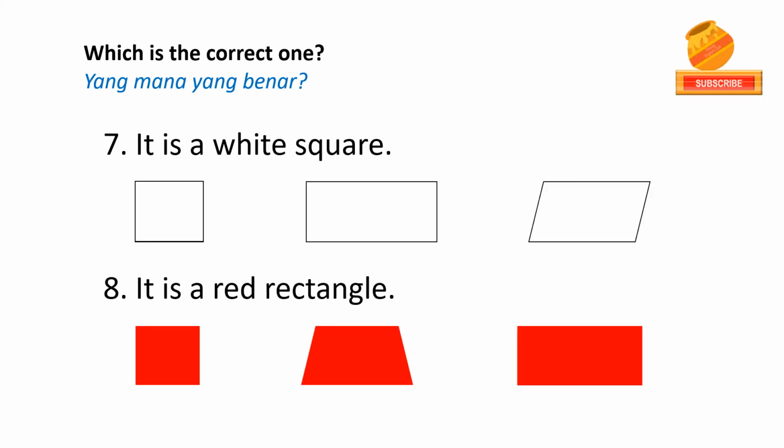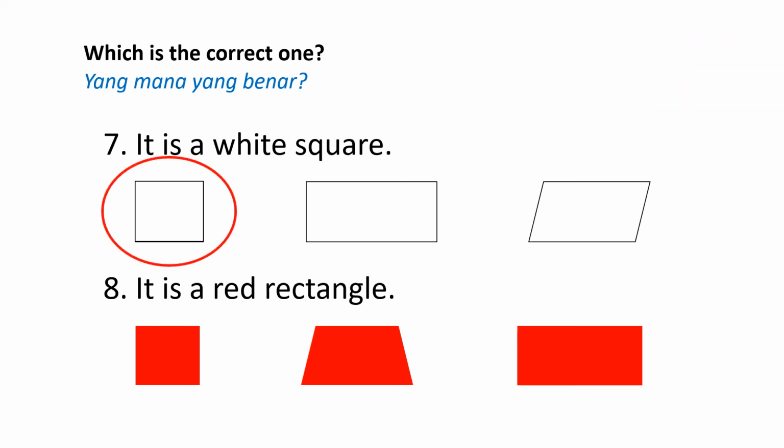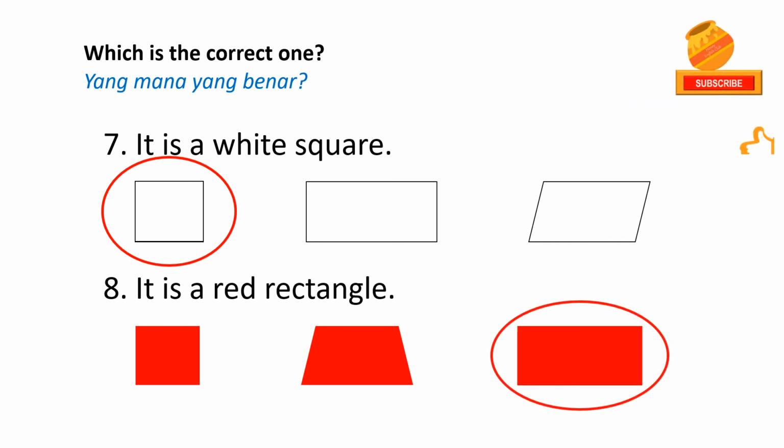Number 7. It is a white square. Which is the correct one? The correct one is this one here, the one on the left. Number 8. It is a red rectangle. Which is the correct one? The correct one is the one on the right.